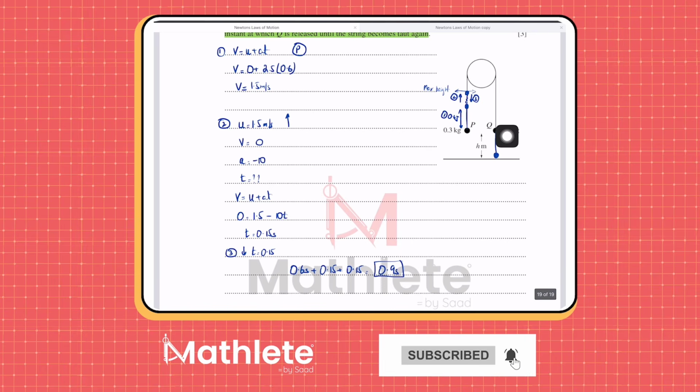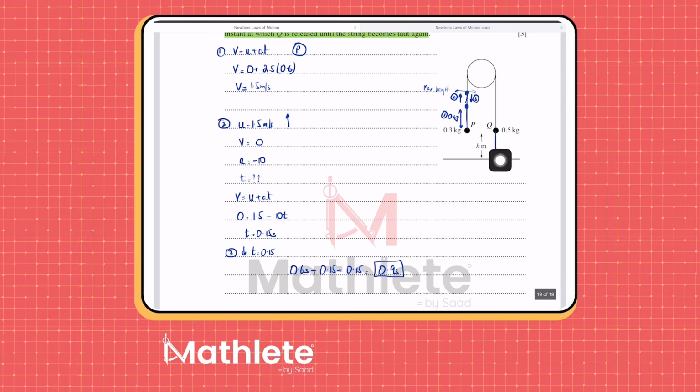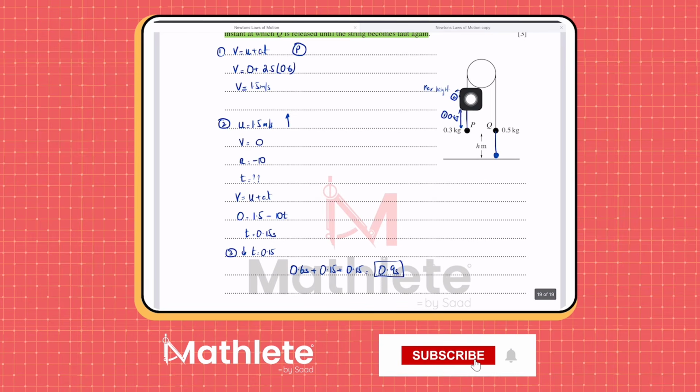Now the velocity with which Q hits the ground is the velocity with which P travels 0.45 meters, or the velocity that P reaches in 0.6 seconds. And up until 0.6 seconds, the string was taut. Now, after 0.6 seconds, the string becomes slack for a certain period of time. Now, what is the time that it takes to reach its maximum height? Before we talk about its maximum height, let's talk about the velocity.